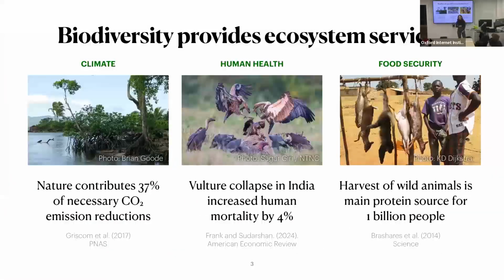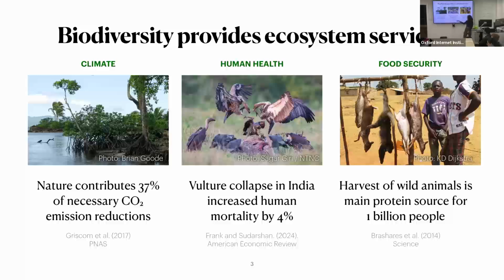And part of the reason why biodiversity matters is because aside from just the intrinsic value of plants and animals, they also provide a host of ecosystem services that benefit us all. So, for example, the climate crisis and the biodiversity crisis are very much intertwined, where nature-based solutions can contribute up to 37% of the necessary CO2 reductions to halt climate change and keep to the Paris Agreement.